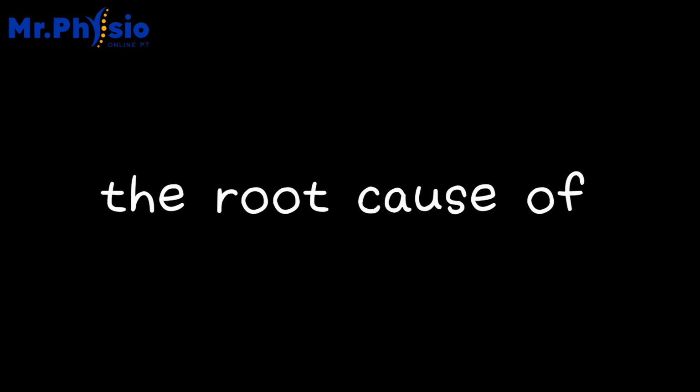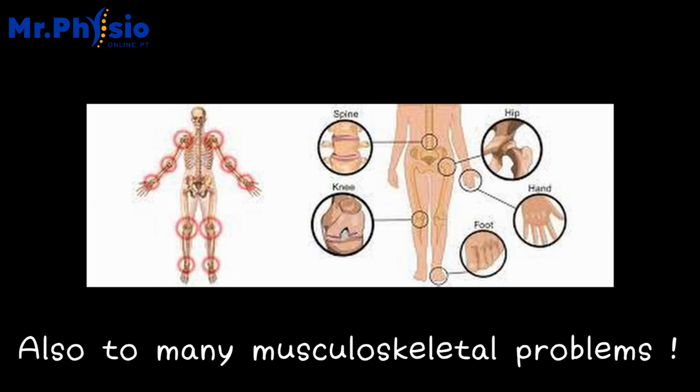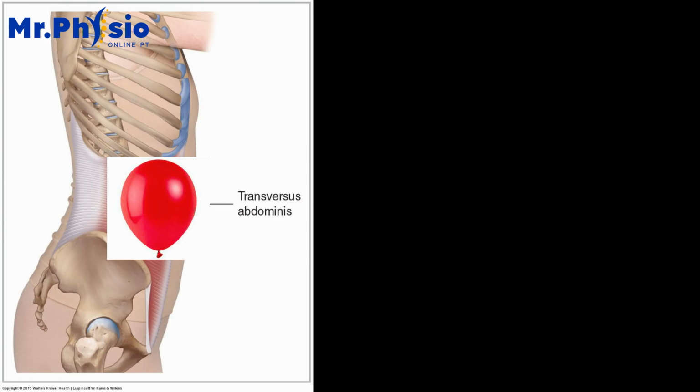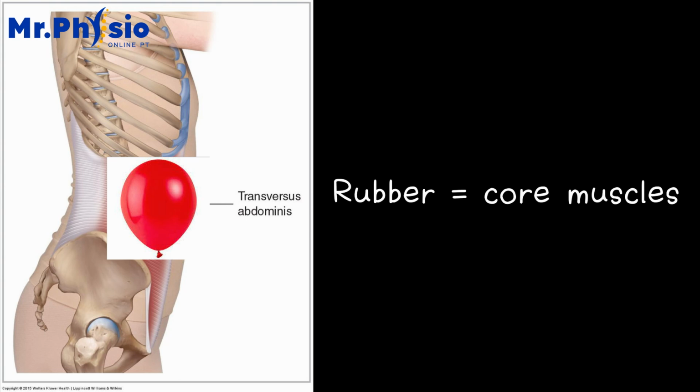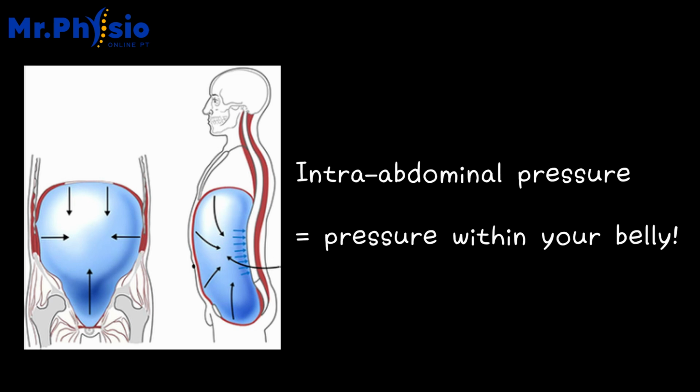And today, I'm going to explain the root cause of almost every problem. So whatever problem you have, or whatever pain that is, you have to watch this video and let me know if that makes sense. So imagine there is a balloon in your stomach. And the rubber is core muscles. And these core muscles create some kind of pressure. That's called intra-abdominal pressure. The pressure within our abdomen.